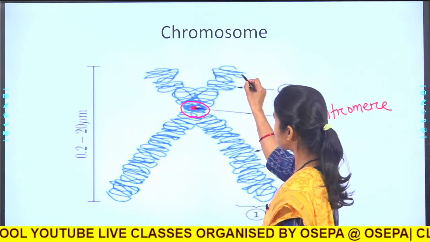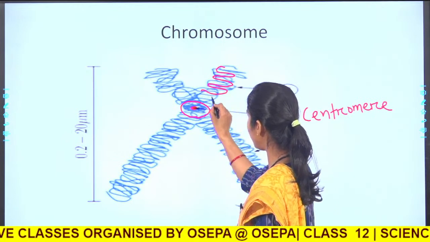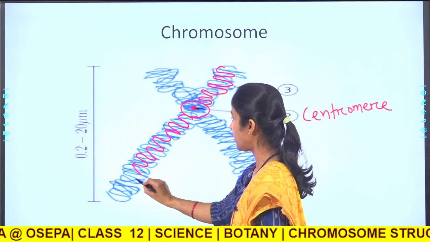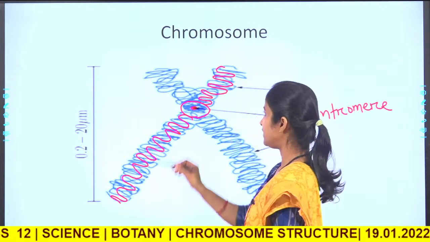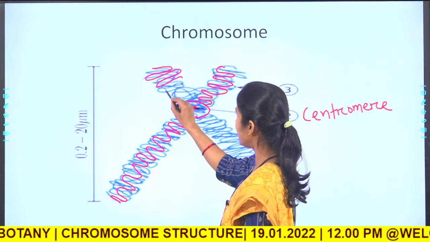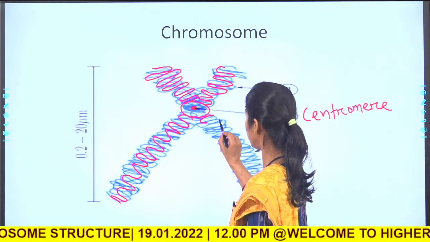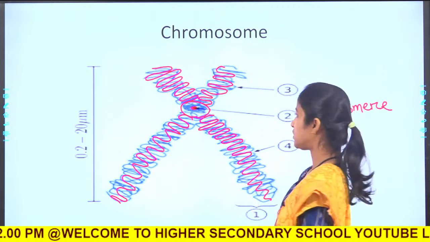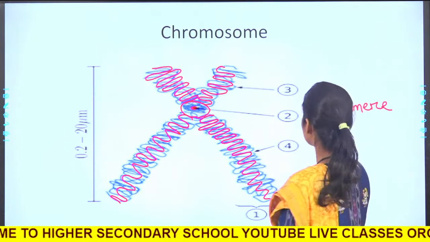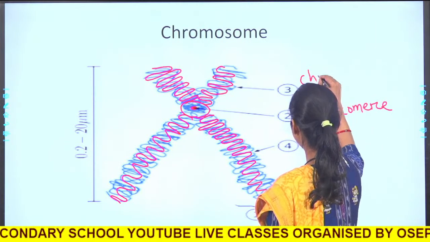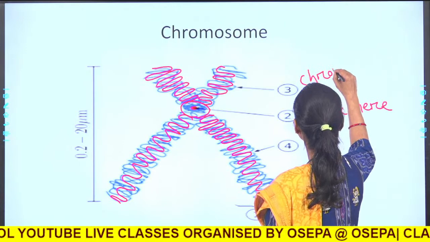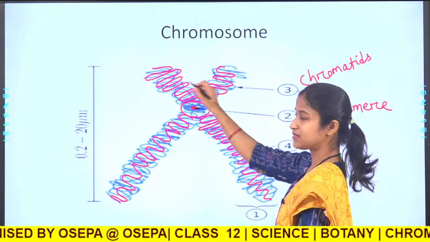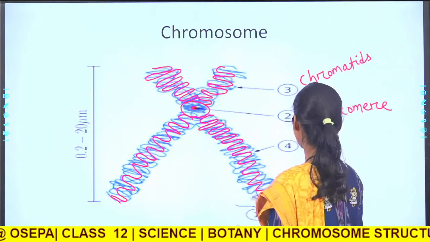Well, now these blue dotted lines, what are they? These are chromatids. So here you can well see that there are two chromatids, and they are called what? Sister chromatids. These are two, so that is why they are chromatids.